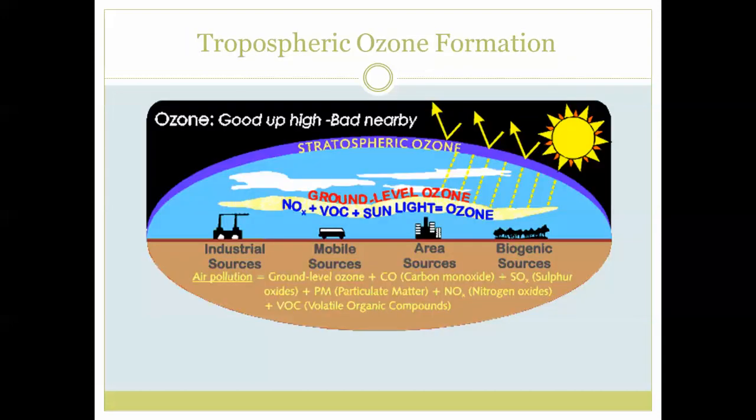All right, so here's tropospheric ozone formation. In the troposphere, it is not a good thing. There we're dealing with smog. Ground level ozone basically is a bunch of carbon monoxide, sulfur oxides, different particulates coming from all these different types of sources, nitrogen oxides, and volatile organic compounds. All of that stuff combined with sunlight is going to create smog.